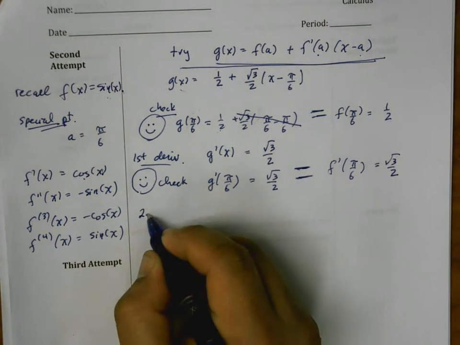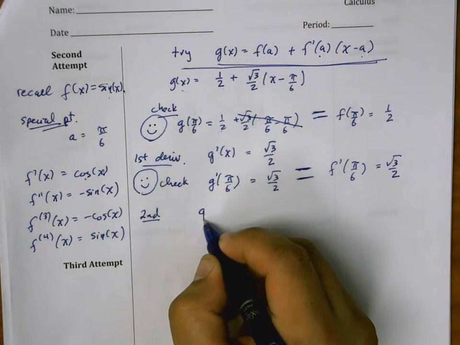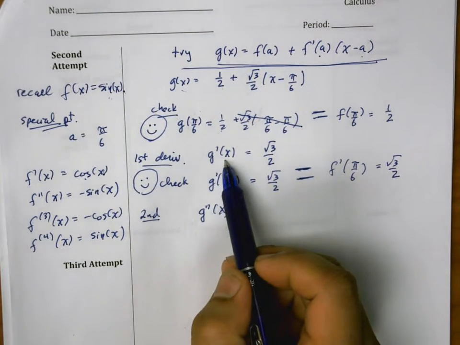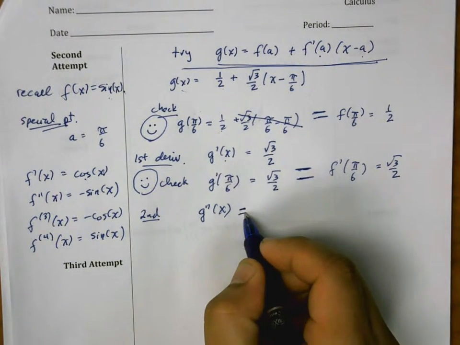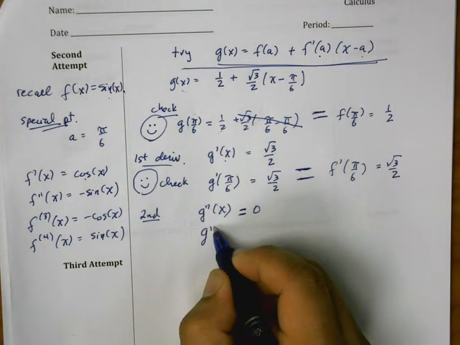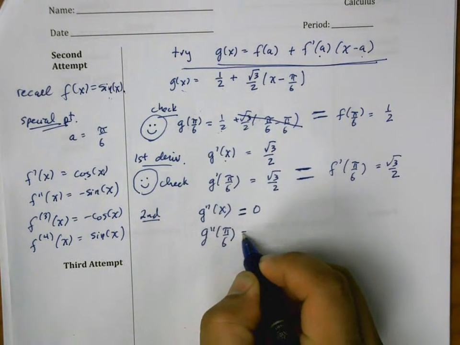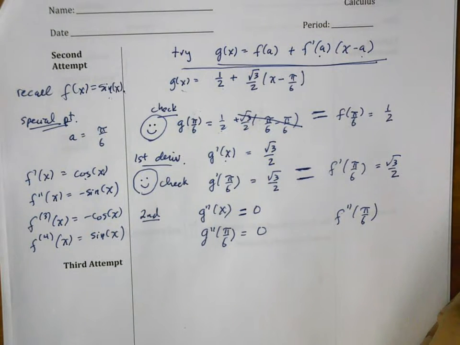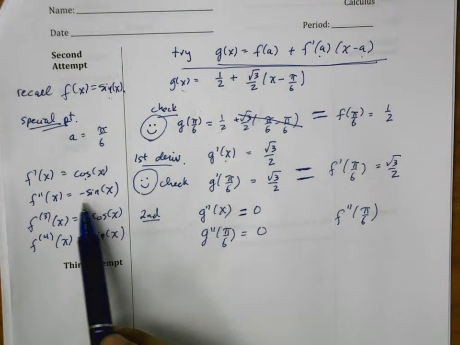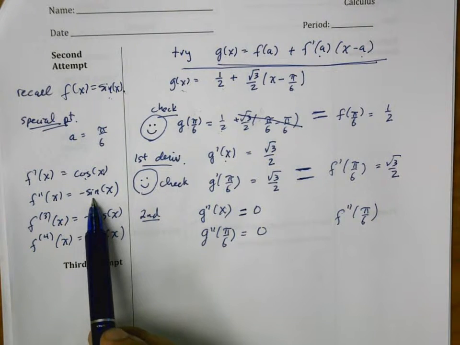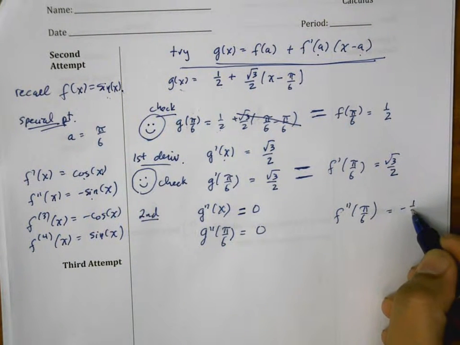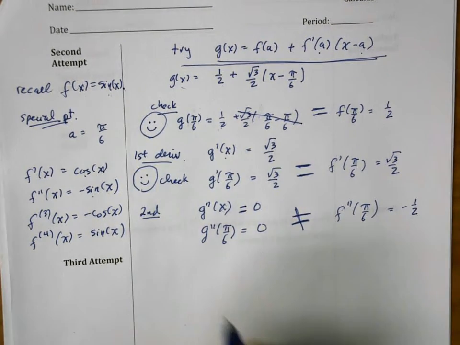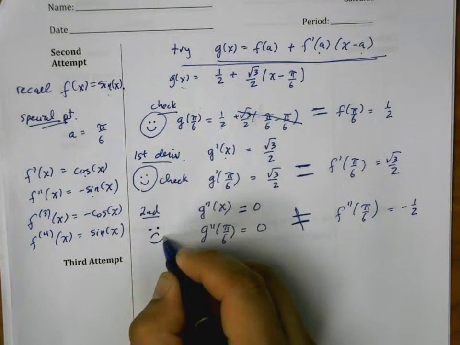Let's try the second derivative. G double prime of x, keeping in mind that g prime of x is now a constant, so g double prime of x is equal to 0. G double prime of pi over 6 is also equal to 0. F double prime of pi over 6 is equal to negative sine of pi over 6, which is negative 1/2, which is not equal to g double prime at pi over 6. So at this time it's failed.